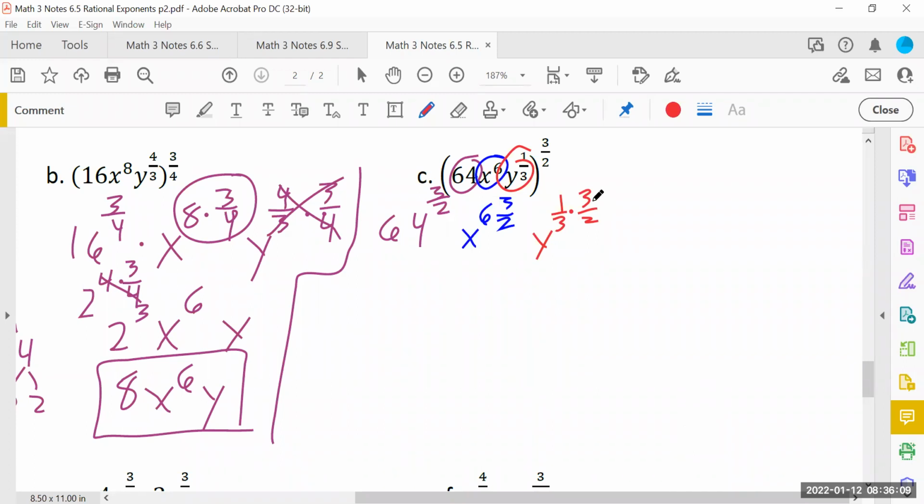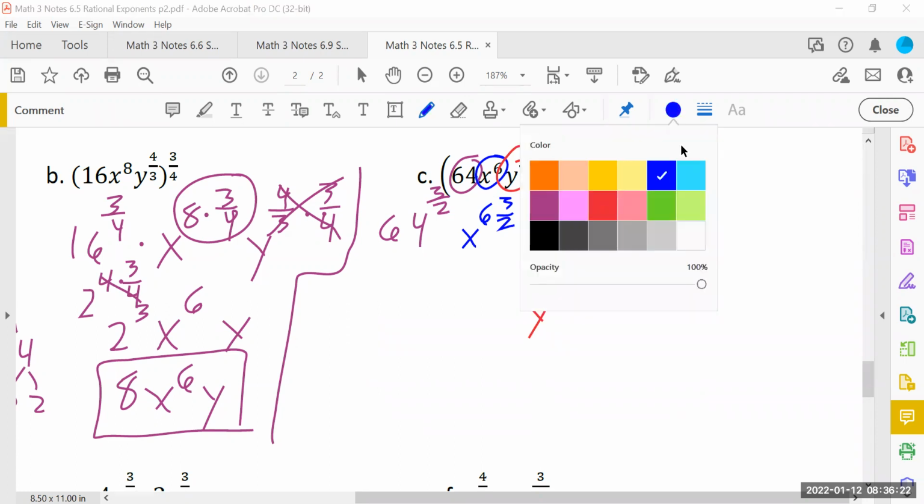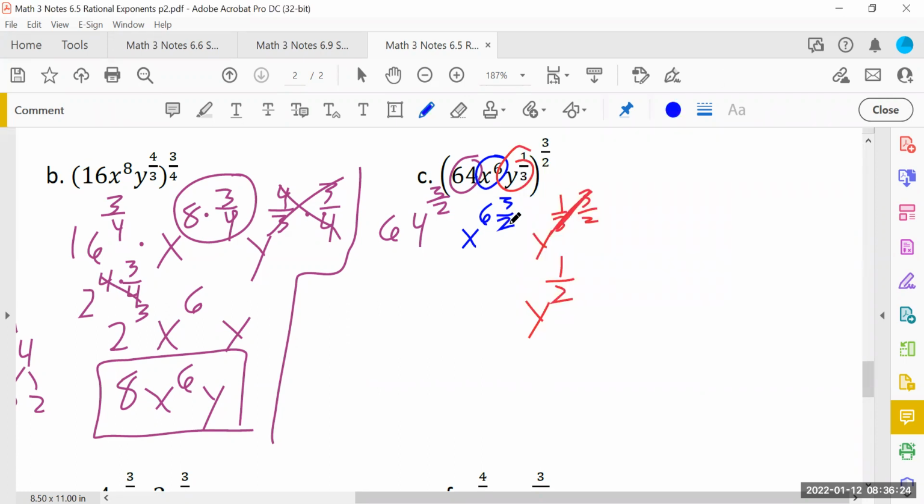Some of them are super easy. 1/3 times 3/2. Is everybody good with the 3's canceling there? 3 on the top, 3 on the bottom. This becomes just Y to the 1/2 power. For the X's, I can simplify the 2 and the 6, or you could do 6 times 3 is 18 divided by 2. Just however you want to multiply 6 times 3/2. We should end up with X to the 9th power.